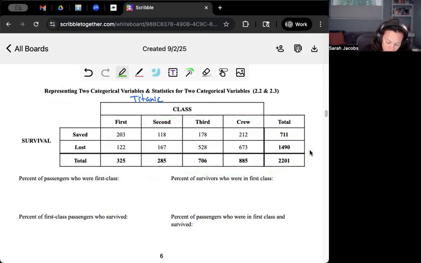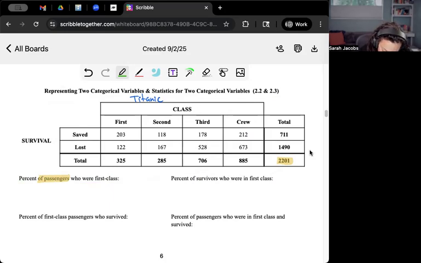Sweet. So percent of passengers who were first class. I want you to pay attention to the percent of who. So right here, this just says of passengers. That tells me, I'm actually going to match my colors here, that I'm talking about the total number of passengers, this 2,201 passengers. So then the percent of those passengers who were first class.